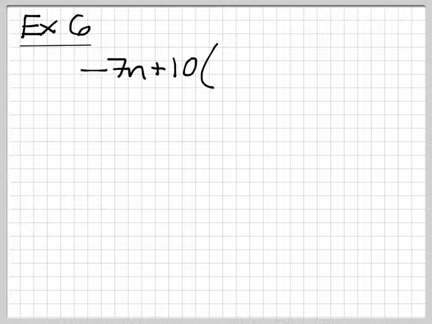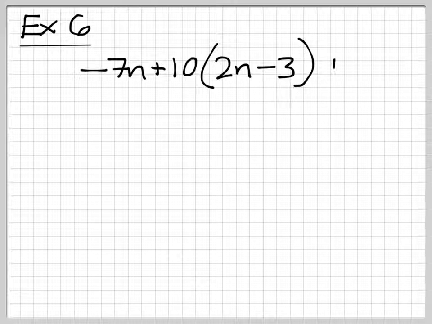Okay, example 6 is going to be kind of a combination of everything. Let's start out by making it negative 7n plus 10 parentheses 2n minus 3, go ahead and close your parentheses, plus 5. Okay, so I start going through my order of operations. Again, I'm having trouble with these parentheses because they're not like terms. I cannot combine them.